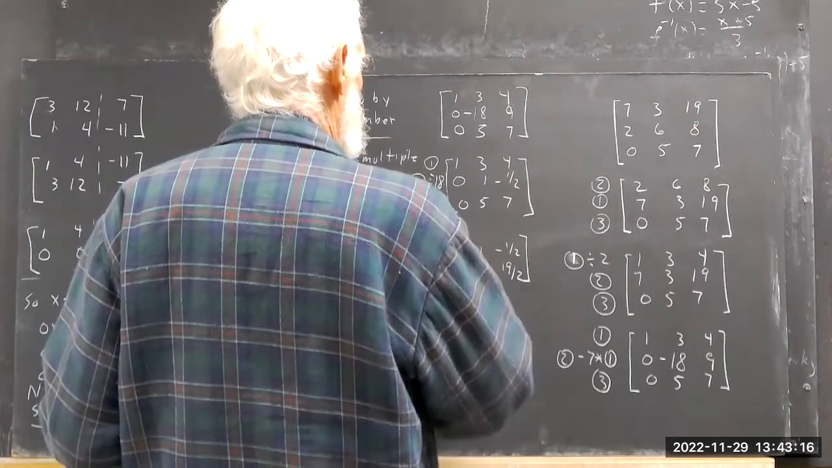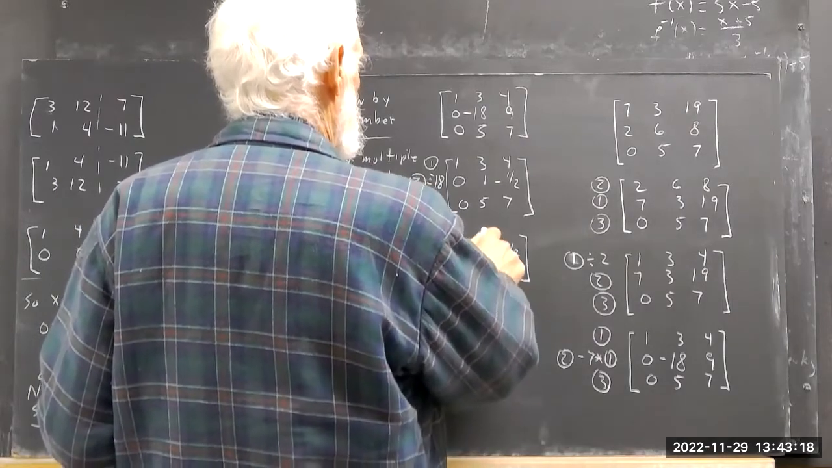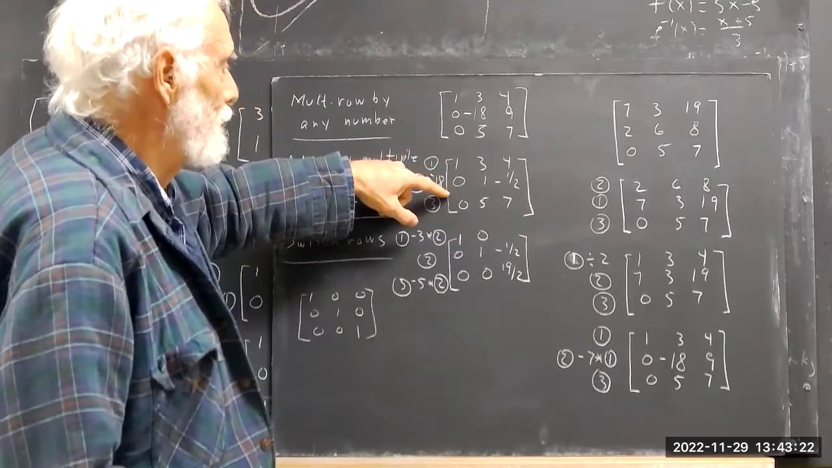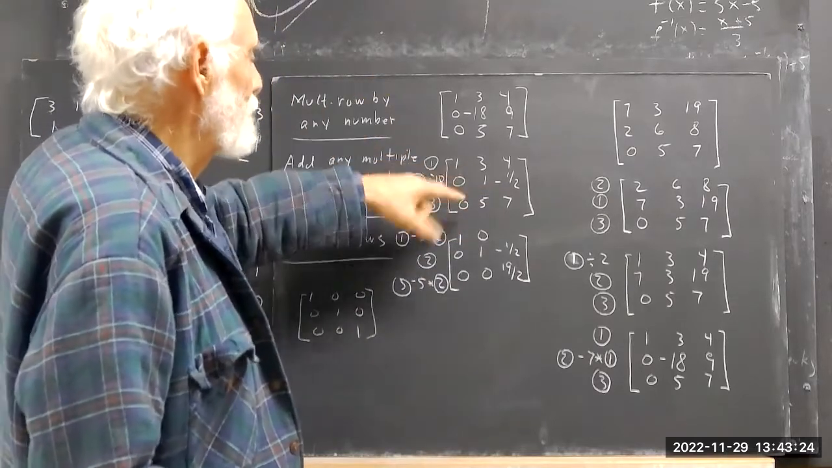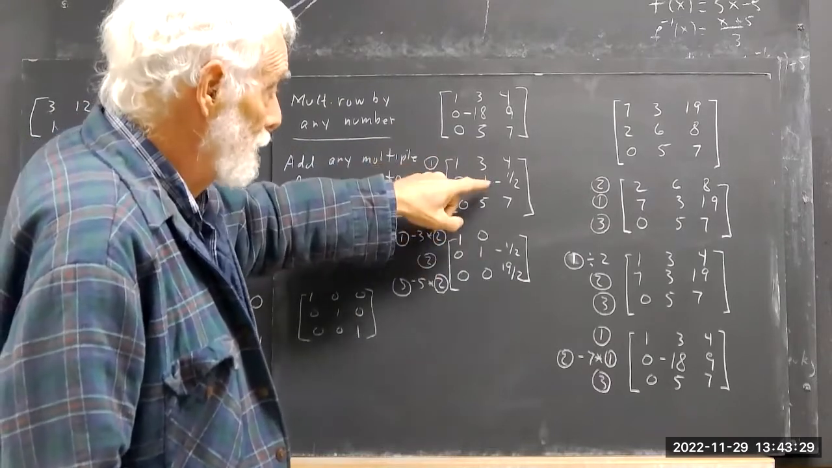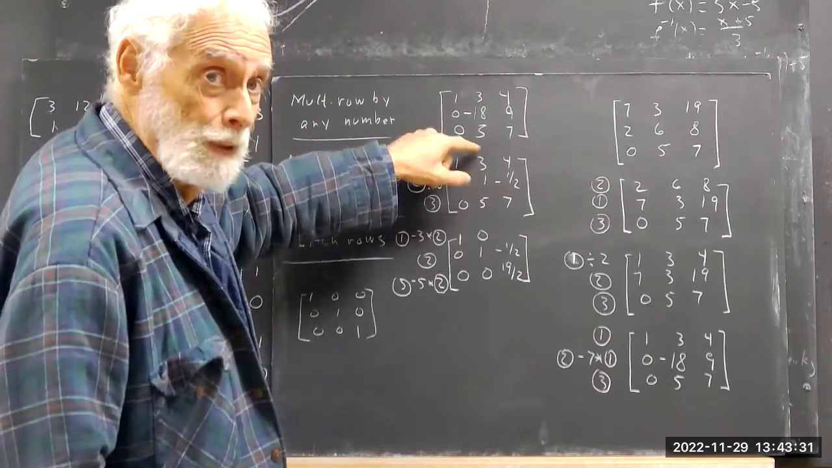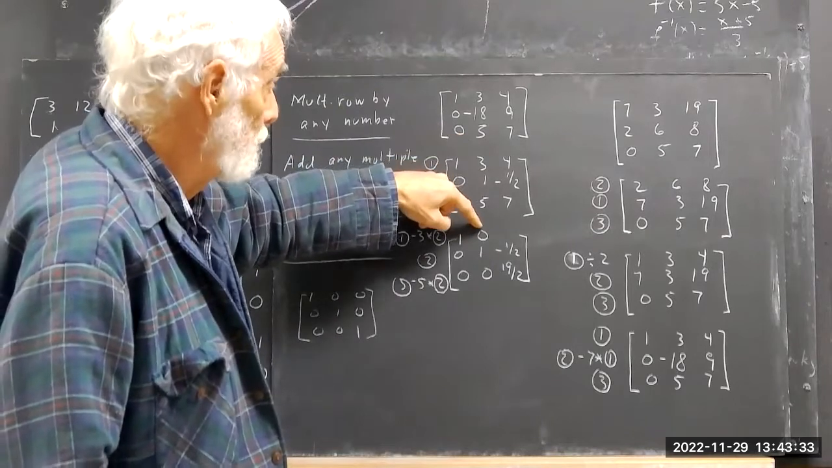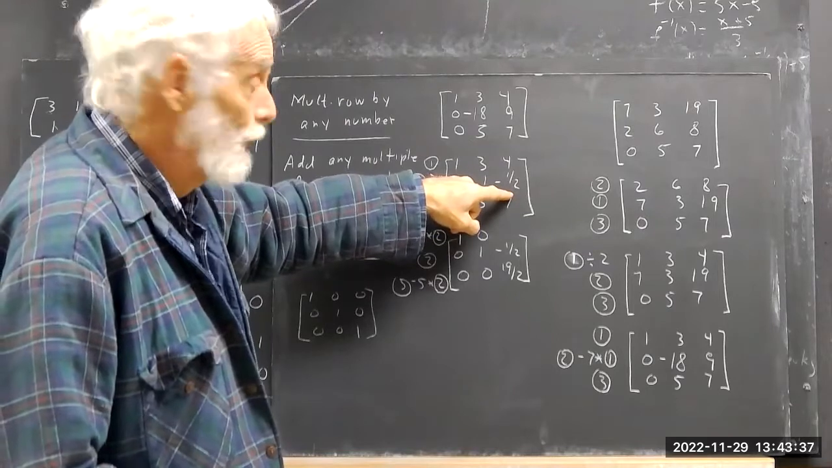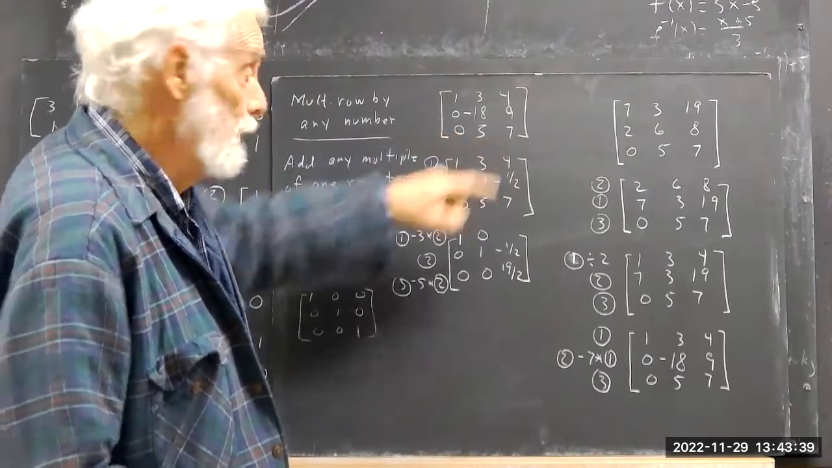That gives us 1, 0 is 3. Well, negative 3 times 0 is 0. Add it to 1, we get 1. Negative 3 times 1 is negative 3. Add that to 3, we get 0. Negative 3 times negative 1/2 is positive 3/2. Add that to 4, which is 8/2, and we get 11/2.